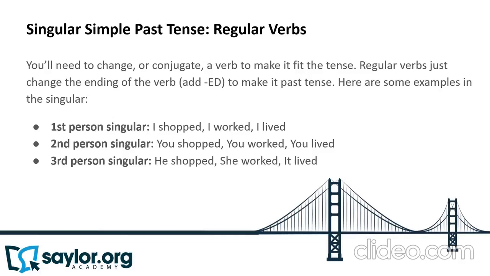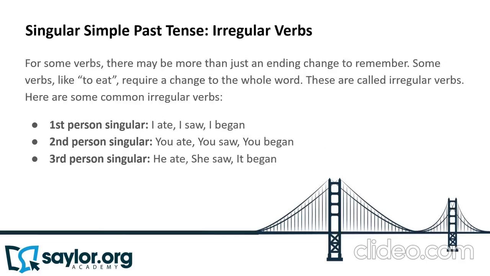She worked. It lived. Singular simple past tense, irregular verbs. For some verbs, there may be more than just an ending change to remember. Some verbs, like to eat, require a change to the whole word. These are called irregular verbs. Here are some common irregular verbs.